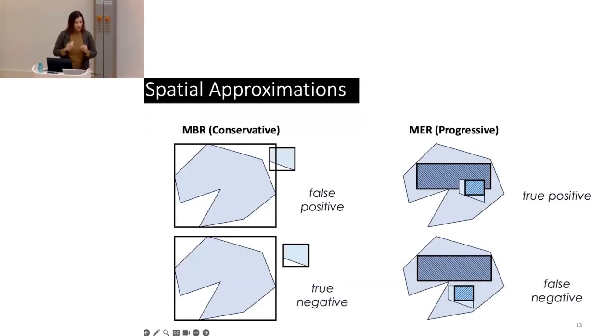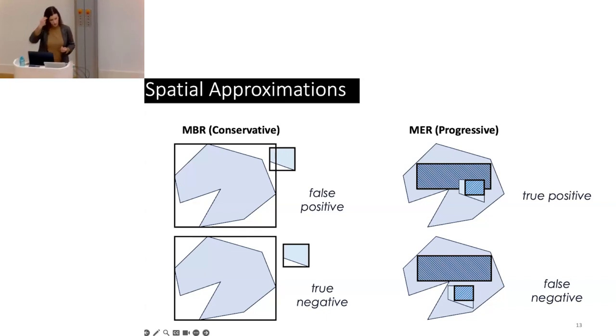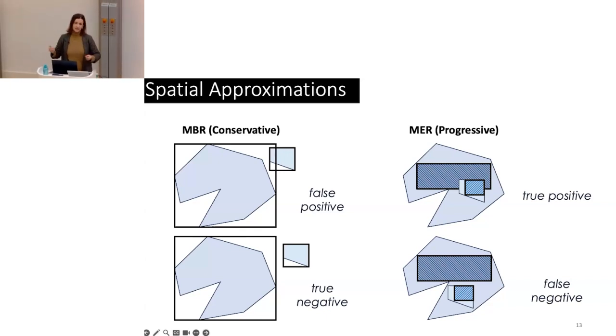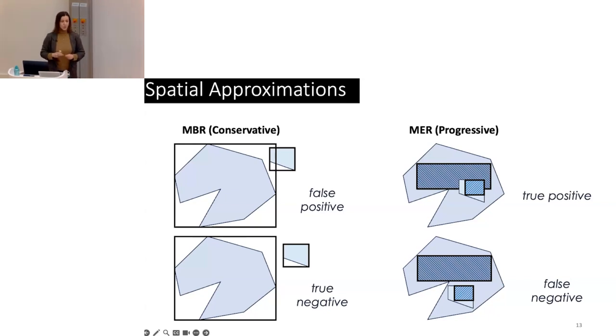Okay, so I have one more slide here to make sure that you understand the difference between the properties of conservative versus progressive approximation in terms of how we can use them for filtering. Let's look at an example with a minimum bounding rectangle as the representative for conservative approximations, where we have a big polygon that we approximate with its rectangle and a smaller one that we also approximate with a rectangle. And what can happen here is that we can have a false positive result.